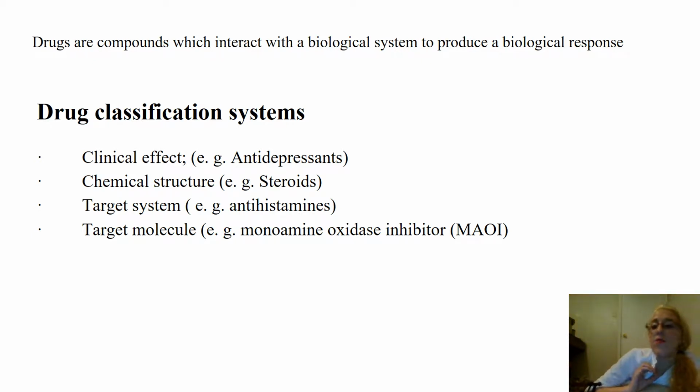Drugs are compounds which interact with a biological system to produce a biological response. There are 4 different drug classification systems: clinical effect, chemical structure, target system, and target molecule.